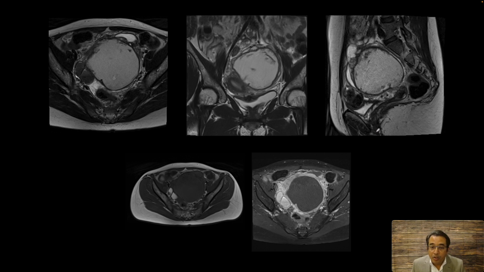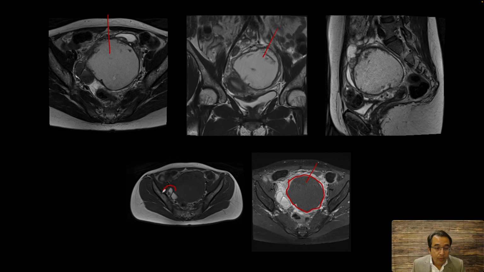This is our next patient. We performed an MRI of the pelvis for abdominal pain, and we found this large complex cystic focus in the pelvis. This has a thick wall. This wall shows enhancement, and there's also a lot of surrounding enhancement, and so that would make this a tubo-ovarian abscess.